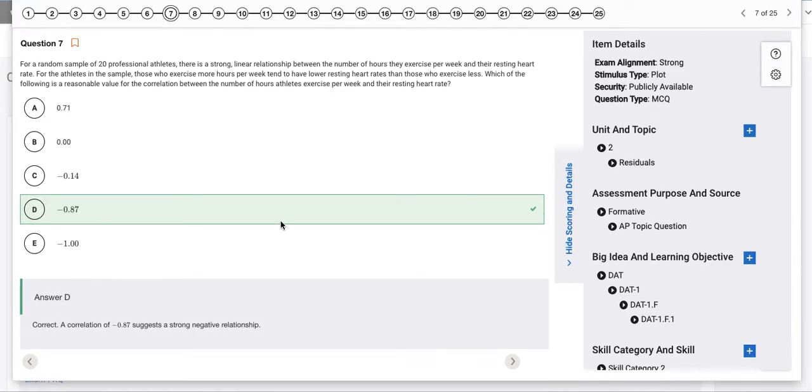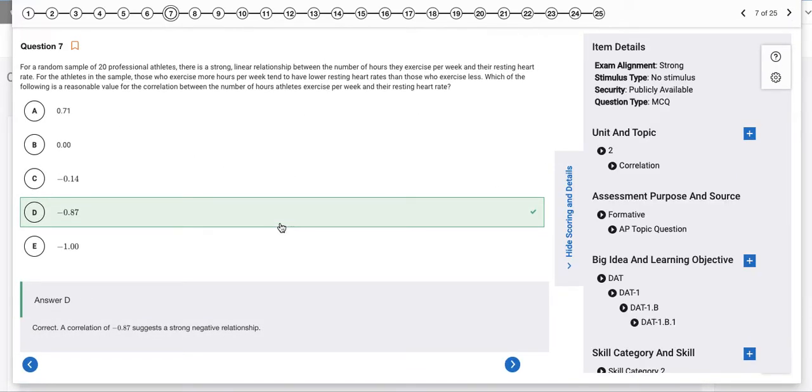Okay. Number 7, I suggest you draw out a picture, draw a scatter plot. So go ahead and take a pause right now and draw out a scatter plot. You'll see that, sorry guys, I'm talking a little fast. The explanatory variable is the number of hours that the person exercises per week, and then your y-axis, or your response, is their resting heart rate.